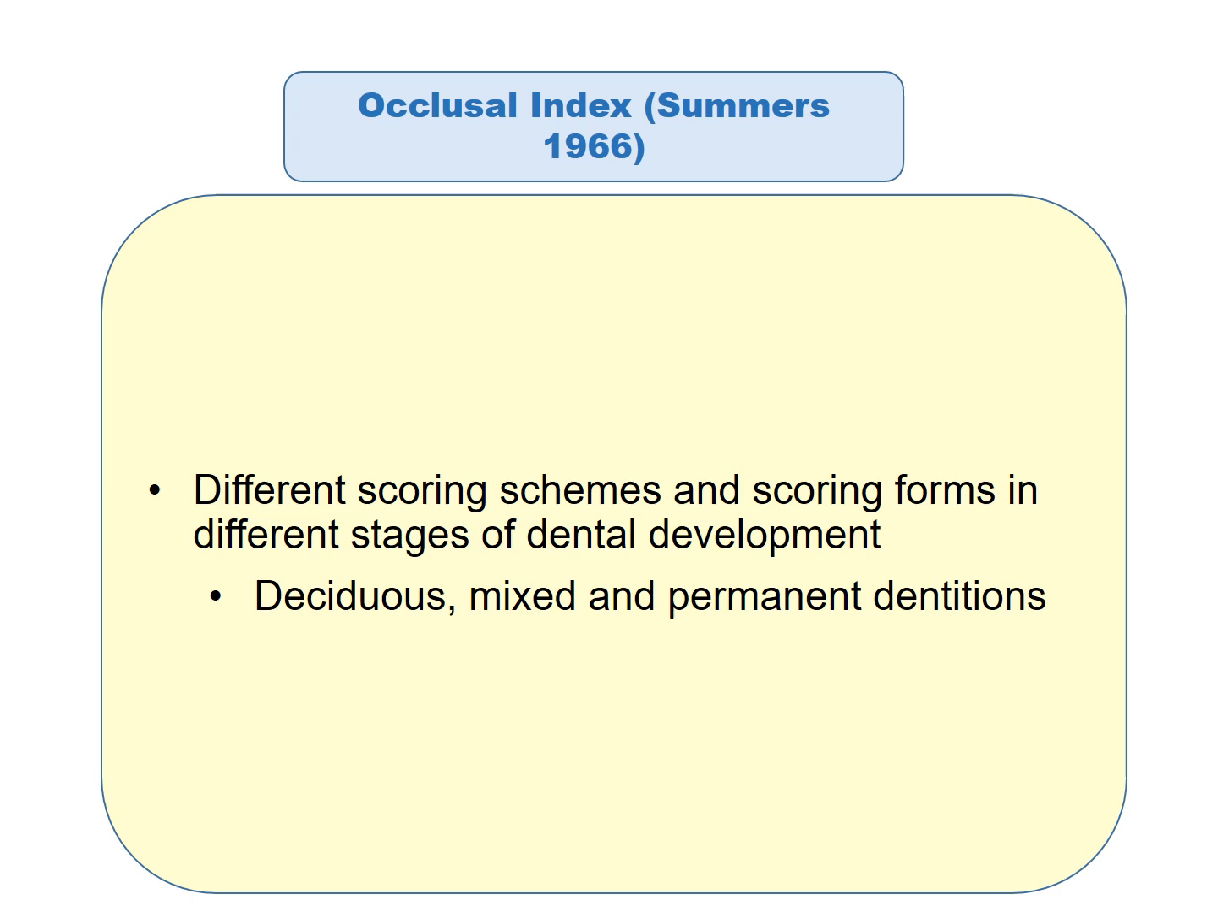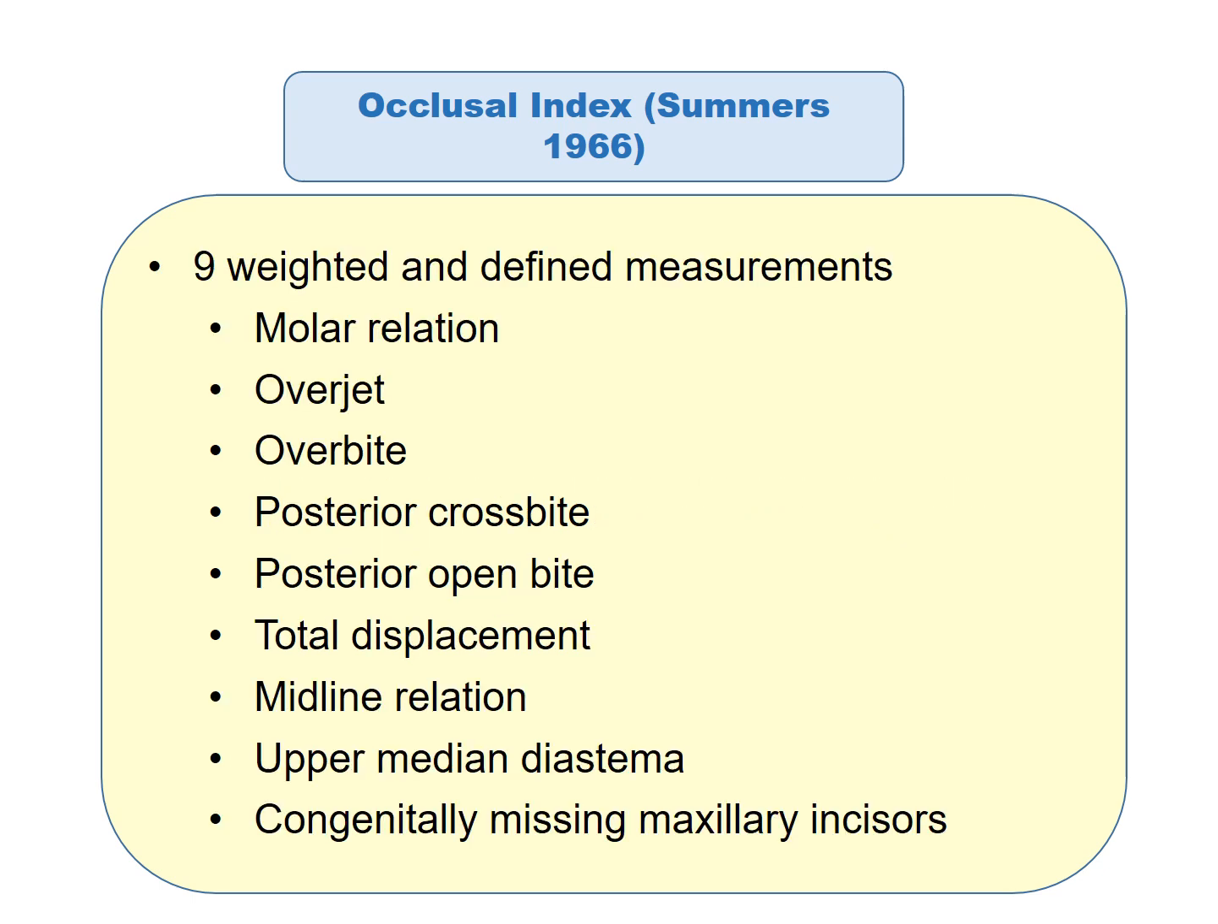Now let's have a look at the occlusal index of Summers, which was introduced in 1966. It has different scoring schemes and scoring forms in different stages of dental development. There are separate scoring schemes for deciduous, mixed and permanent dentitions. Under the occlusal index there are 9 weighted and defined measurements, namely molar relation, overjet, overbite, posterior crossbite, posterior open bite, total displacement, midline relation, upper median diastema and congenitally missing maxillary incisors.